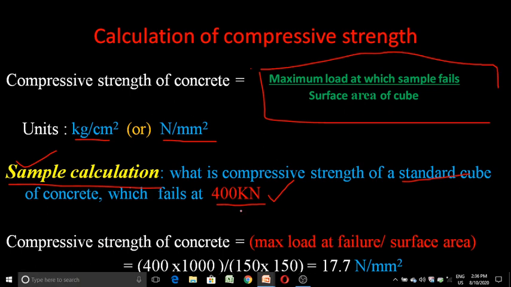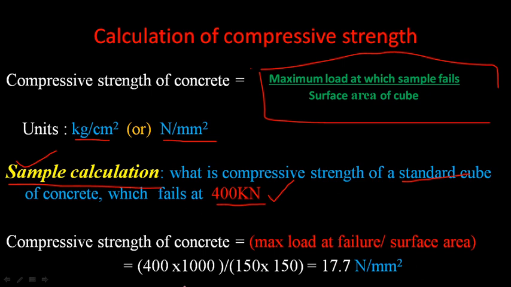The maximum load at which it will fail is 400 kilonewtons. It is given in kilonewtons, so I have converted into newtons, that's why I multiplied with 1000. Surface area: one side of the cube is 150, another side is also 150, so 150 by 150. Finally, the compressive strength of the concrete is 17.7 Newton per mm square. Right. So this is how we calculate the compressive strength of concrete.